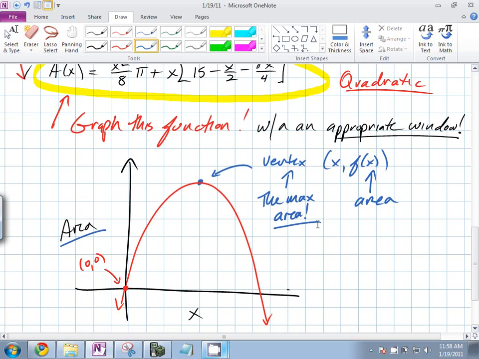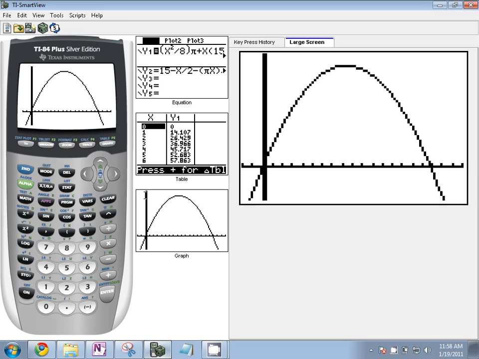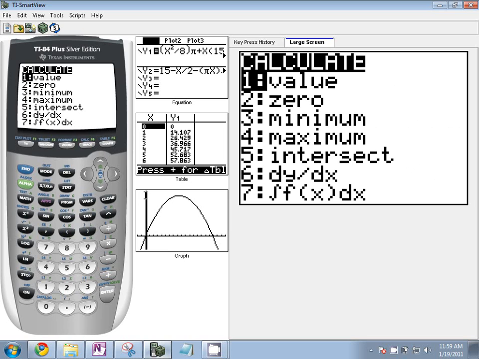So when you graphed it, you probably had something like this. Who has something like that? How do you go about finding the vertex? You have to use your calculator because you haven't taken calculus. How do you go about finding the vertex using your calculator? Someone raise their hand and tell me what I need to do. Yep. So calc, and you go to?